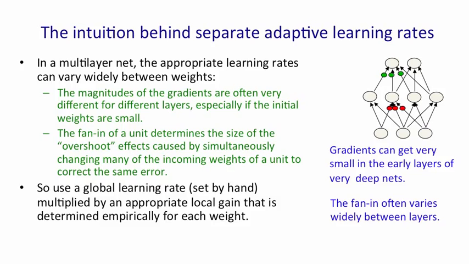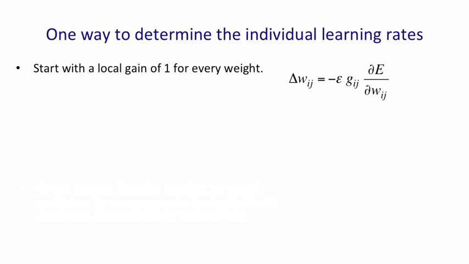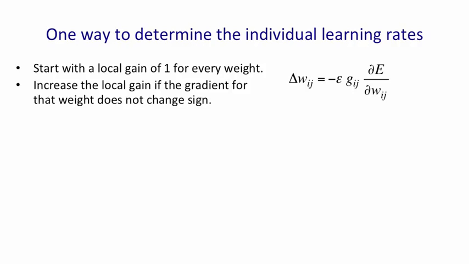So the idea is that we're going to use a global learning rate, which we set by hand, and then we're going to multiply it by a local gain that's determined empirically for each weight. A simple way to determine what those local gains should be is to start with a local gain of 1 for every weight, so that initially we're going to change the weight wij by the learning rate times the gain of 1, gij, times the error derivative for that weight. Then we're going to adapt gij.